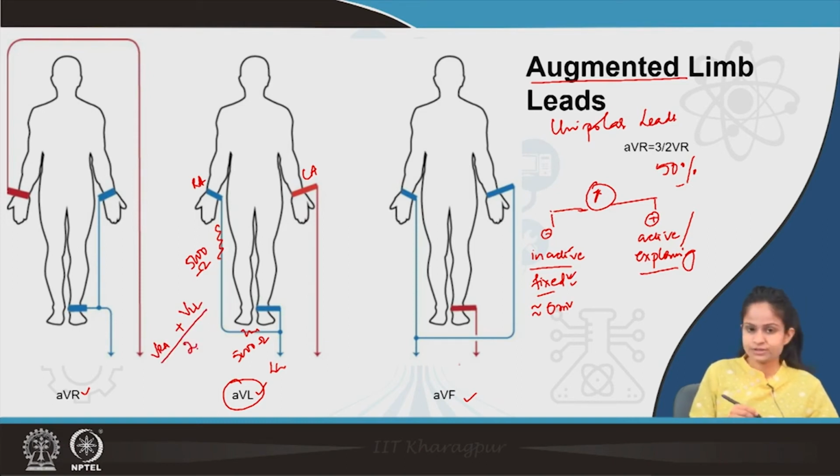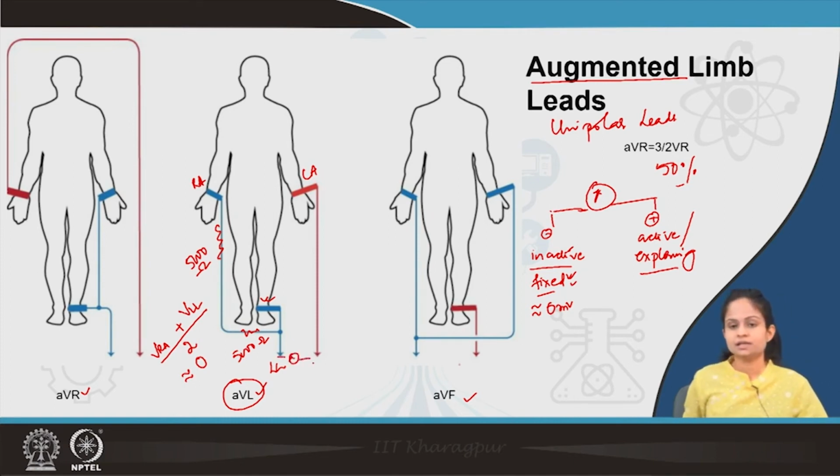So, this voltage will be so minimum that it will become close to 0 millivolt, and that is why this is considered to be the negative electrode. The positive electrode is the left arm, where it is connected to the voltmeter, and this is also called the exploring electrode. In this way, AVR is also augmented and AVF is also augmented.